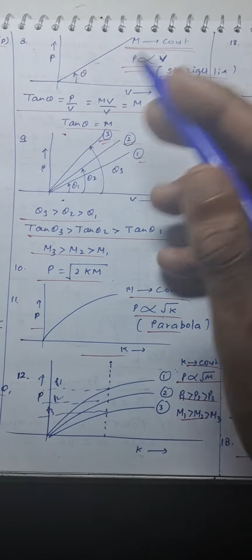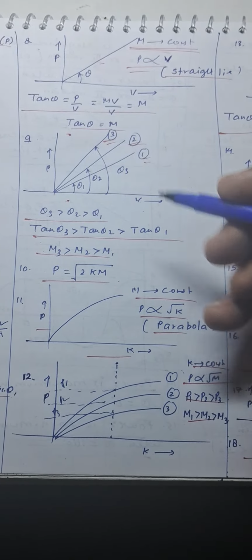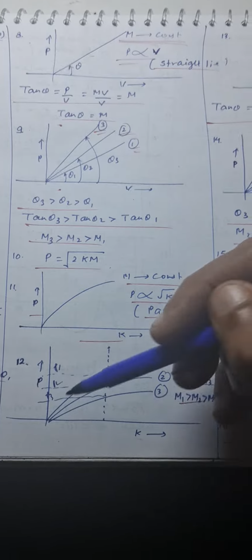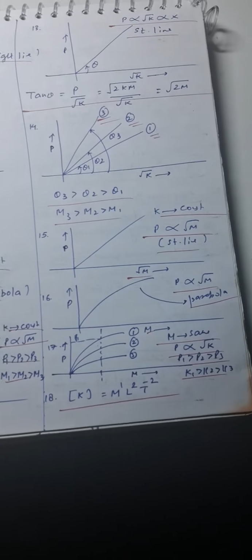Then we have questions based on momentum, magnitude versus speed. Then calculations of masses in three different cases. Then momentum versus kinetic energy graph. Variation, comparison of three different cases in terms of mass.